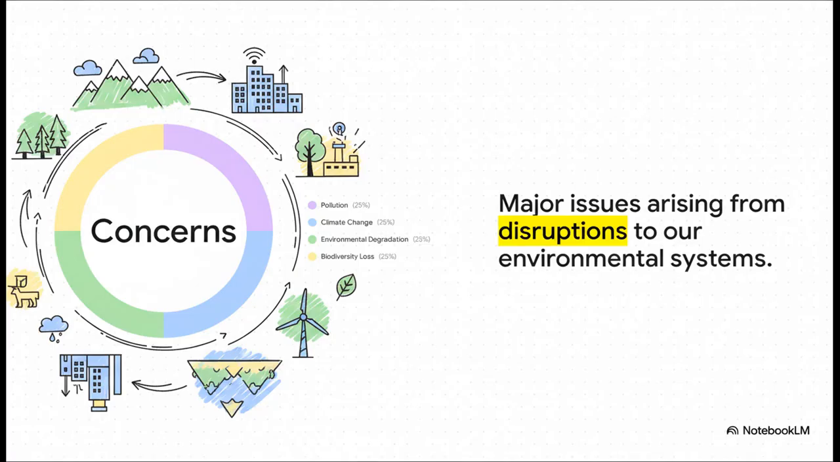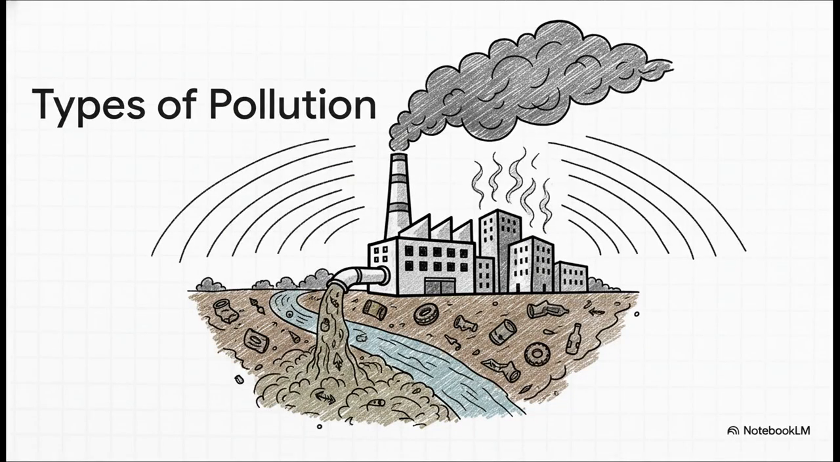So when these incredibly complex systems get disrupted, what happens? Well, we start to see the consequences stack up. These are the big ones you hear about: pollution, climate change, the degradation of our natural spaces, and a devastating loss of biodiversity. They're all symptoms of that system being under stress. And these problems are all tangled together.